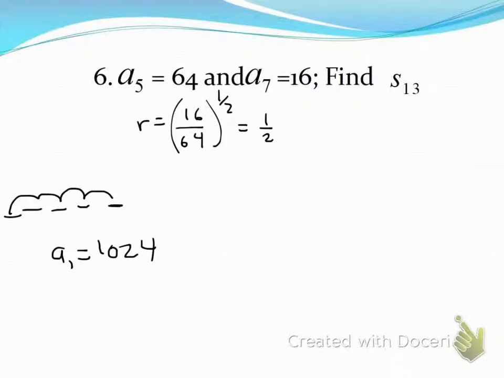Sigma. Anybody want to do the formula? Okay, let's do the formula. That way we can have both covered. The sum of the first 13 terms would be my first term, 1024, times 1 minus my ratio, which is 1/2, raised to the 13th, over 1 minus ratio, 1 minus 1/2.